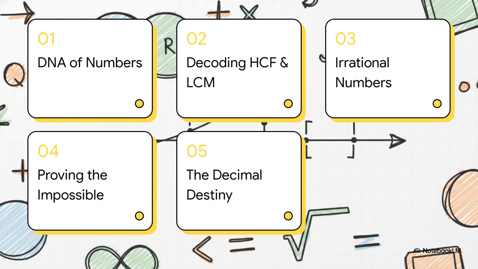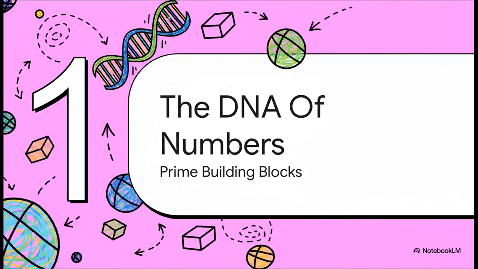Here's our roadmap for today's Explainer. First, the DNA of numbers. Second, decoding HCF and LCM. Third, meet the irrational numbers. Fourth, proving the impossible. And finally, the decimal destiny. All right, let's start things off with Section 1, the DNA of numbers.